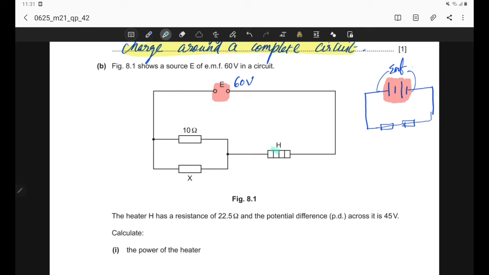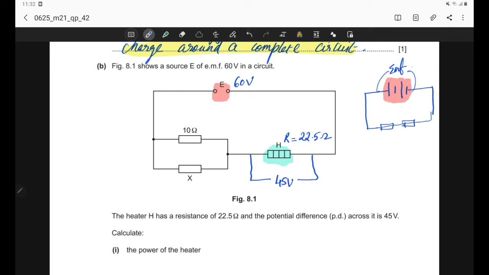So we have a heater here. Its resistance value is given, and the resistance of this heater is 22.5 ohm, and one more value is given for the heater, that is the voltage across this heater is 45 volt.